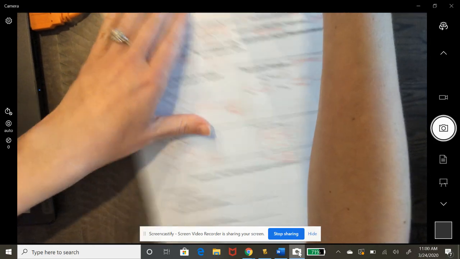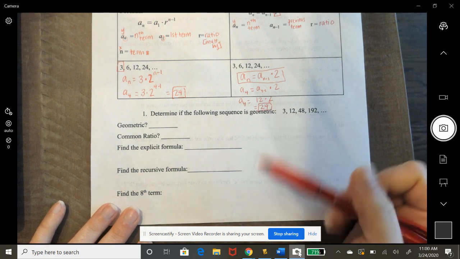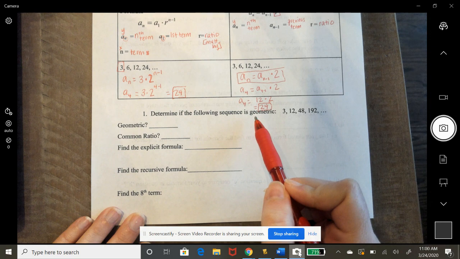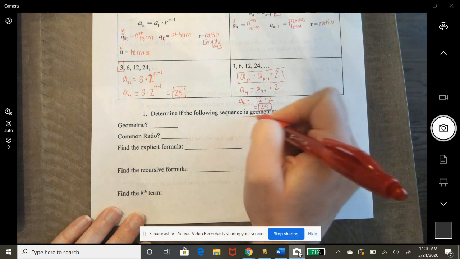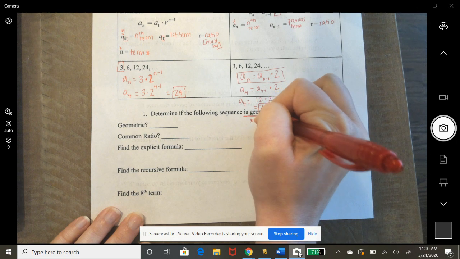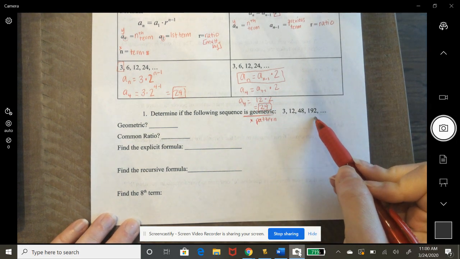All right, so number 1 here, we're going to do all of these things. It'll look pretty similar, but just putting it all in one problem. The first one says, determine if the following sequence is geometric. So does it have a multiplication pattern? Does it have a common ratio where it's multiplying by the same thing each time?